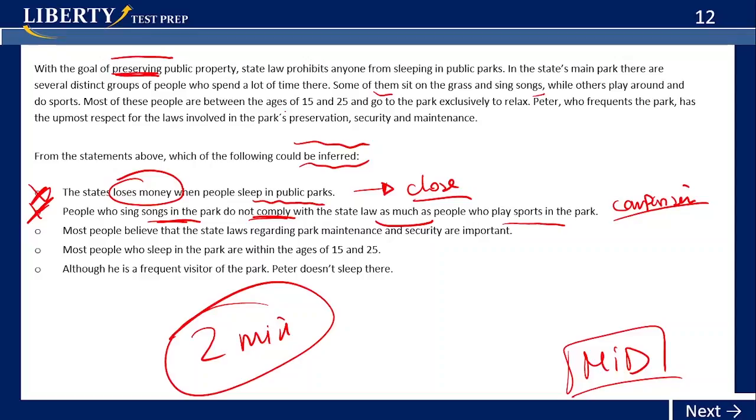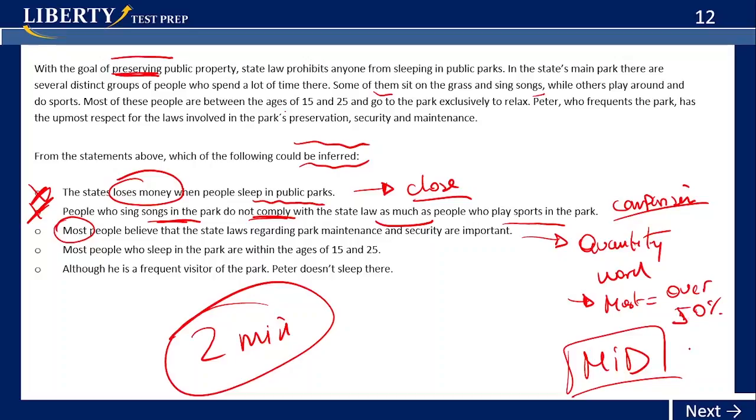Letter C. Most people believe that the state laws regarding park maintenance and security are important. Now, notice they're using a quantity word here. The word most. Most is a strong word. It's not an extreme word, but it's a strong word nonetheless. Most is equal to over 50%. So they're saying over 50% of people believe this.